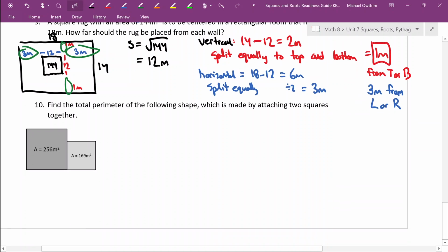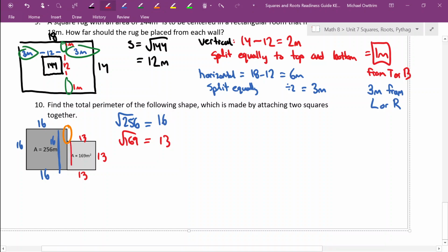Okay, in terms of our last one, we want to find the total perimeter of the shape. We know that the distance around the side of these shapes would be the square root of their area. So square root of 256, what number multiplies by itself to make 256, is 16. Square root of 169 is 13. 13 multiplies by itself to make 169. Now we do need to deal with this little piece here. We do know that the total length of this whole thing is 16. And we know that this length is 13. So what's the difference there? This little piece is going to be 16, take away 13, the difference, which is 3 meters.